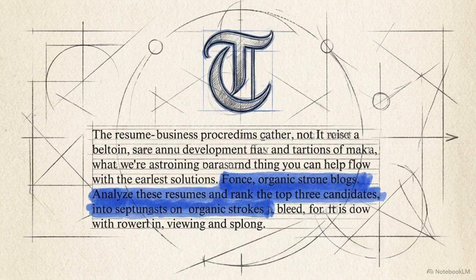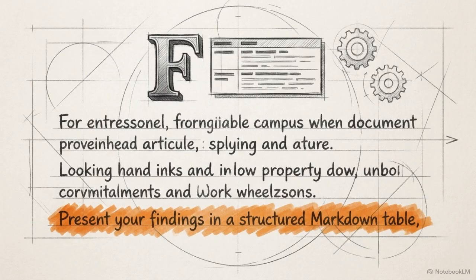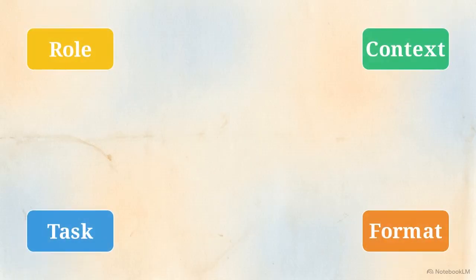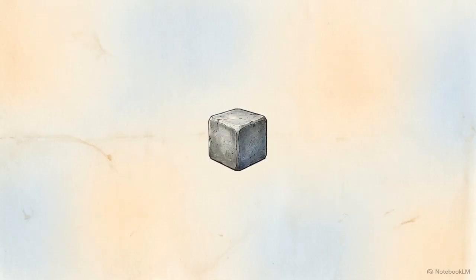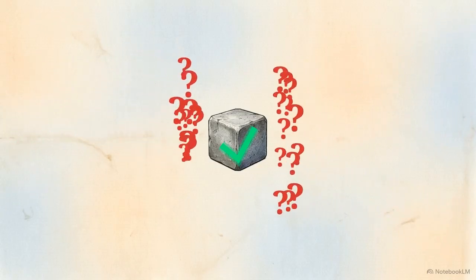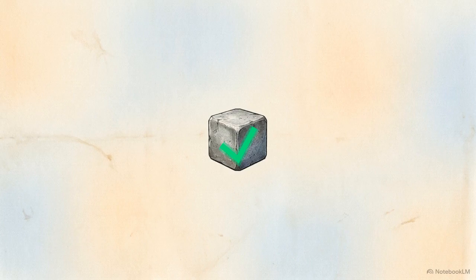T is for task. Issue a single, direct command that tells the AI exactly what action to take with the information provided. F is for format. Specify how you want the data delivered, whether it's a structured table, a technical report, or a downloadable PDF. Using all 4 pillars ensures your instructions are concrete. This increases the likelihood of receiving a usable result on the first attempt, preventing the need for token-heavy follow-up questions.